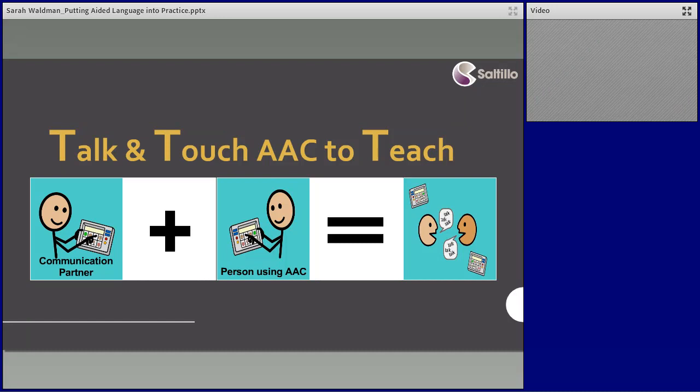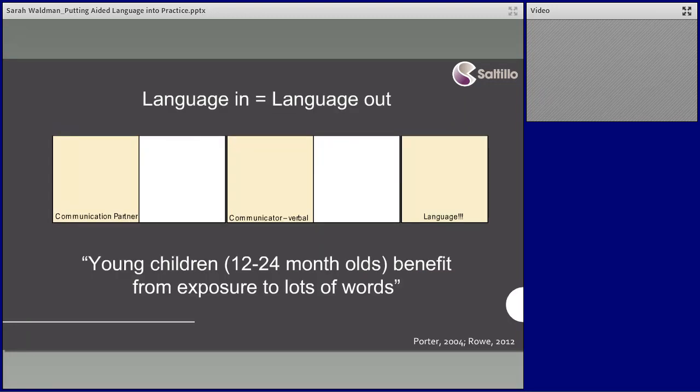So as you see, the communication partner is also using the modality that the child would be using, and the child is using it as well, and therefore you're going to teach the language in that modality. Okay, so to continue on that point, the language that goes in is the language that will come out.